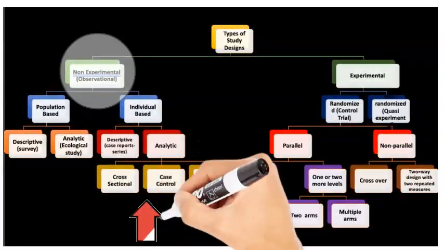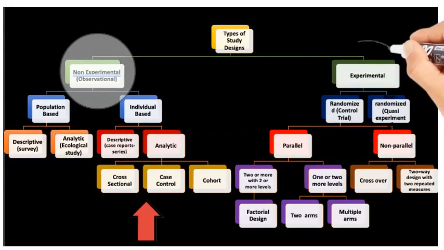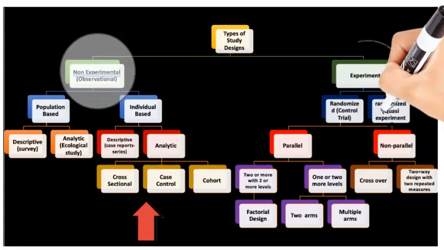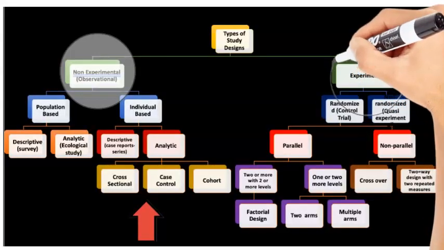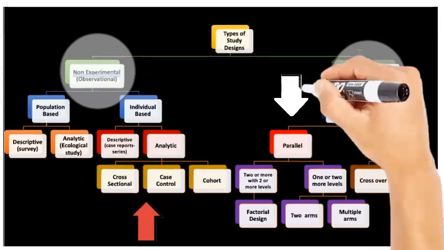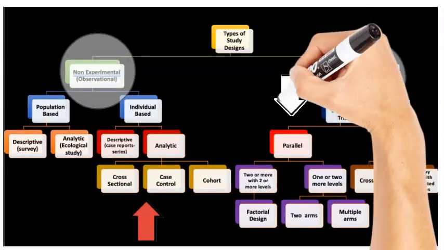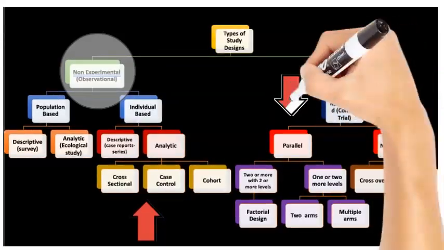We'll have the experimental studies that are divided into randomized control trials or non-randomized control design. The randomized control trials can be divided into parallel design and non-parallel design. The parallel design will be the most common one, and we can have there the factorial design or the two-arm or multiple arms compared with placebo. And the non-parallel studies will be like the crossover studies.